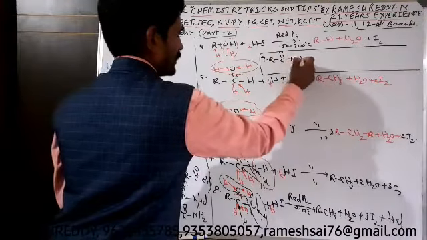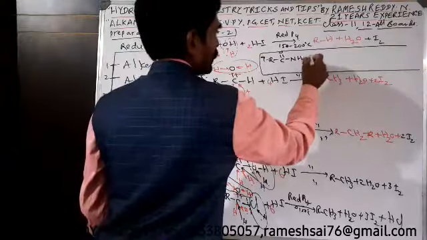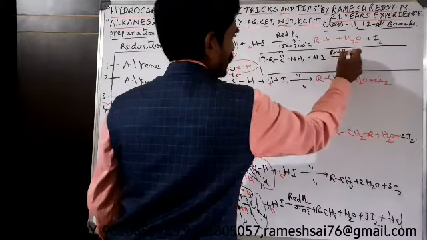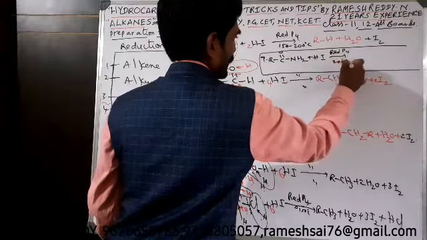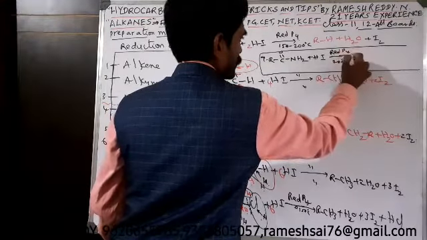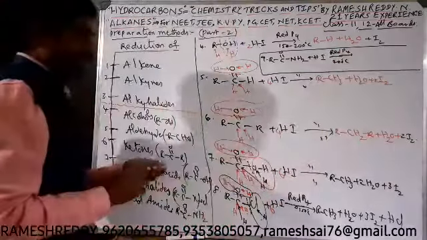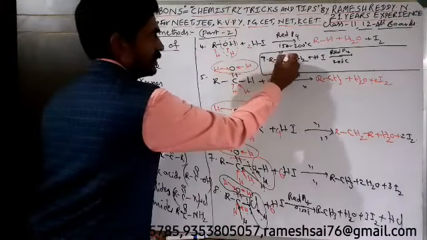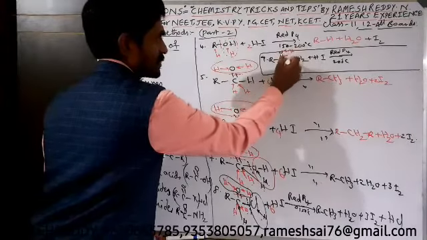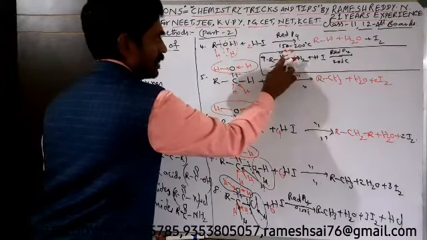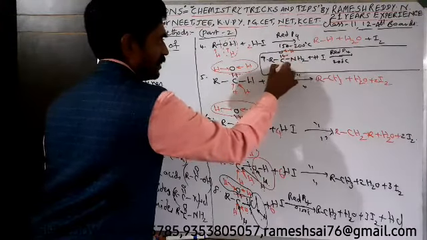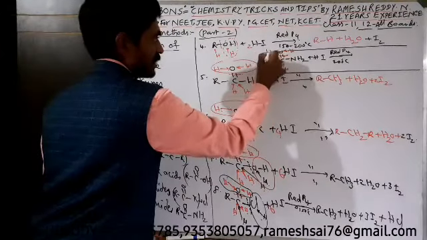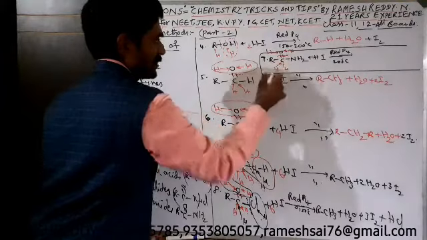RCONH2, acid amide. It is reduced by HI in the presence of red phosphorus and heated at 200 degrees Celsius temperature. Then what happens? Here, reduction: you have to break the carbon oxygen bond, and to the oxygen one hydrogen, to the carbon one hydrogen you have to add. Next, you have to break this carbon oxygen bond also, to the oxygen one hydrogen, to the carbon one hydrogen.